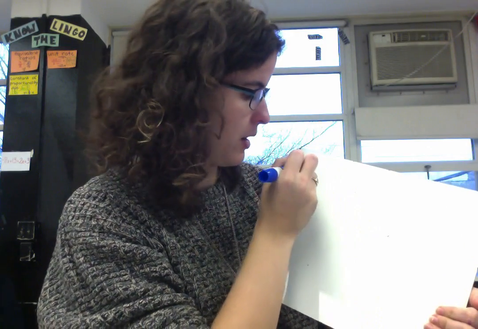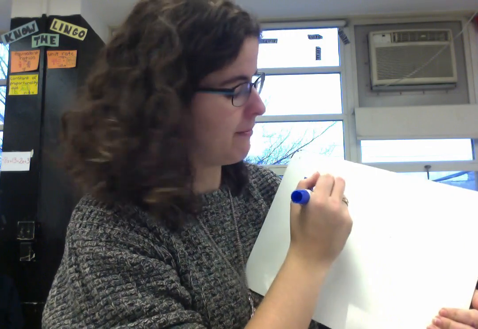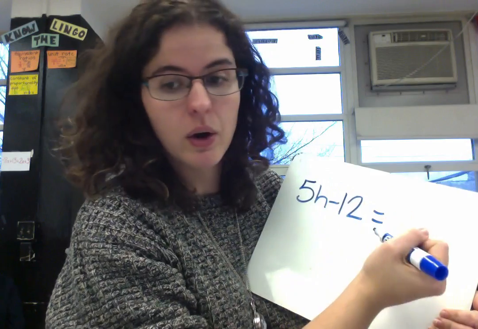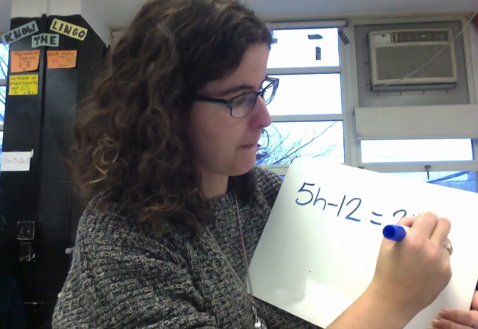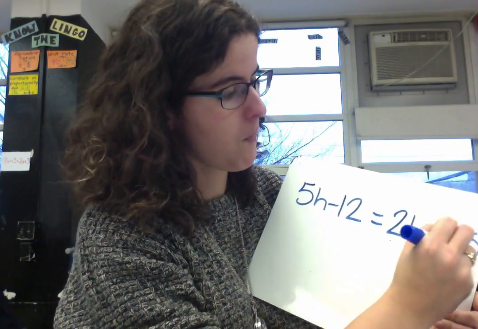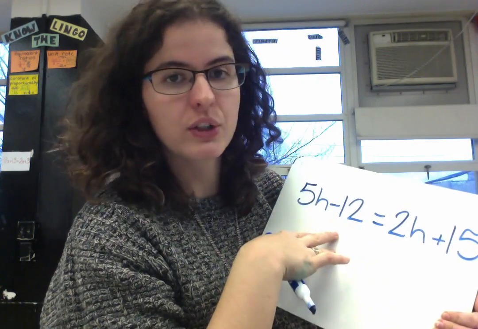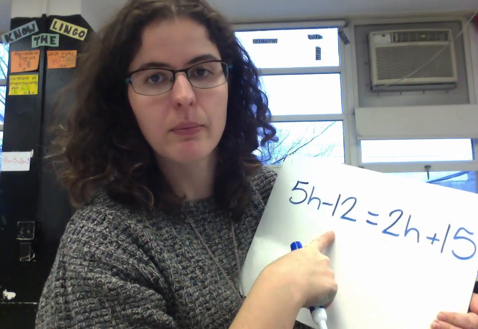So I can just take the information from the balance and write it up here. 5 h's minus 12 is going to be equal to 2 h's plus 15. The only tricky thing here, I think, is that minus term, that balloon.